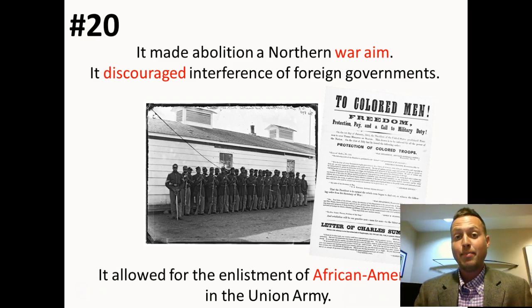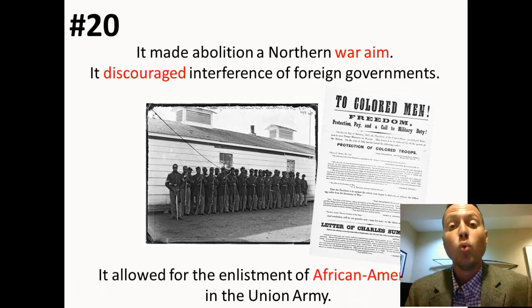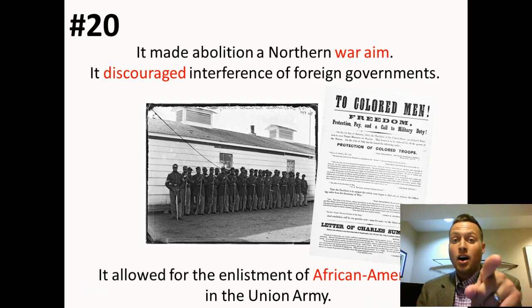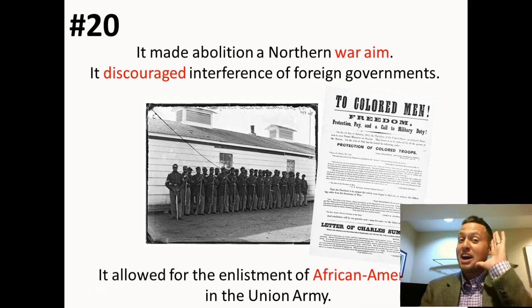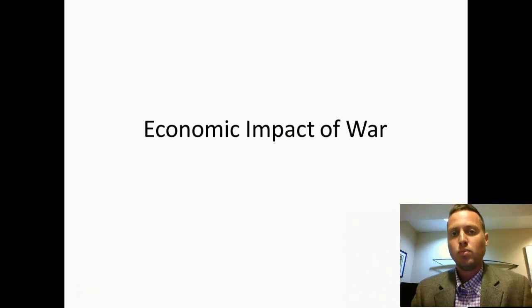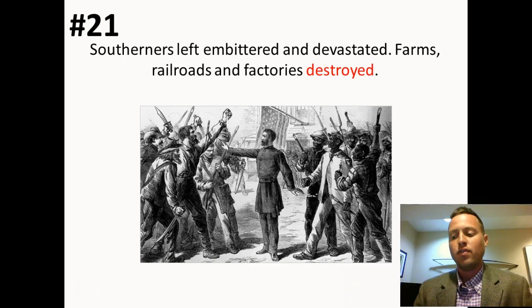You got a war aim, abolition of slavery, and you got foreign governments staying out of this. Plus, this all started because of what battle? What battle leads to freedom? Say it. That's right, I heard it. Antietam. What was the economic impact of the war?